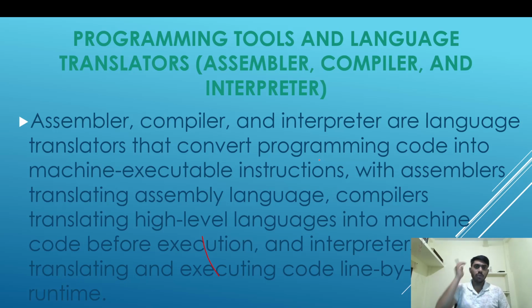So as you know, whenever we are writing a program, it is in normal language. We are writing in a high level language, that is our language. But the computer does not understand this language. For converting this normal language into machine level language, we need the assembler, we need the compiler, we need the interpreter. Okay, you can see it is a language translator that converts programming code into machine executable instructions, with the assembler translating the assembly language, the compiler translating the high level language, and the interpreter translating the code line by line during runtime.